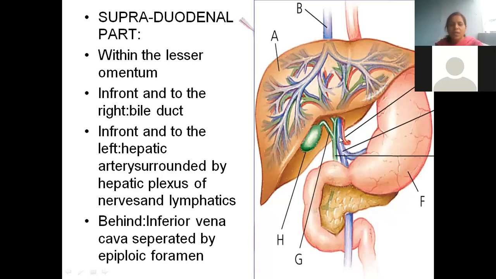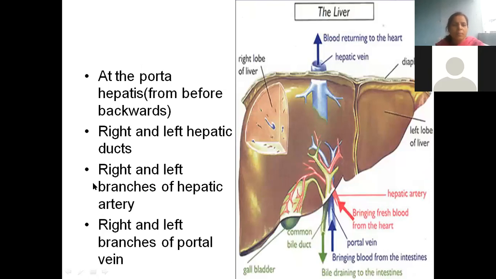We know it is situated in the right free border of lesser omentum, where in front it is related to the bile duct. Front and right, you see the bile duct. Behind, always you remember we have inferior vena cava only. Throughout its course, we have inferior vena cava. Okay. In front, it is related to hepatic artery. In front and to the right, bile duct; to the left, hepatic artery. Okay, behind inferior vena cava. These are the three simple words which you can remember.